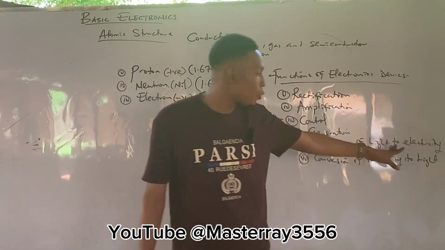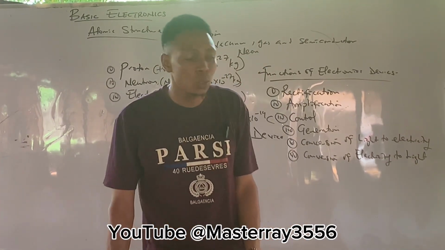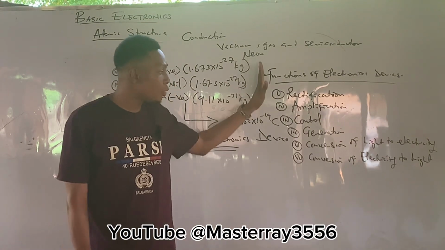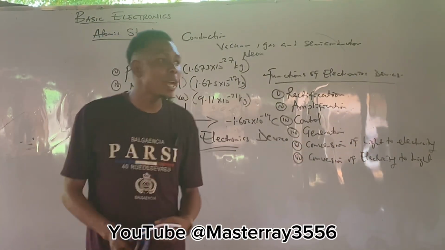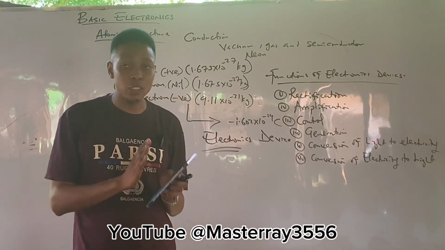So we have conversion of light to what? Electricity, and conversion of what? Electricity to what? To light. So again, you can ask the functions of electronic devices. So these are the functions of what? Electronic devices. So under Bohr's atomic model, there are some proving that we're about to do now.